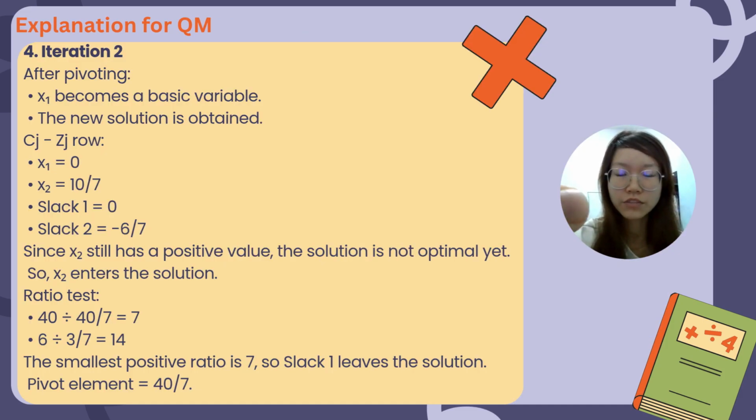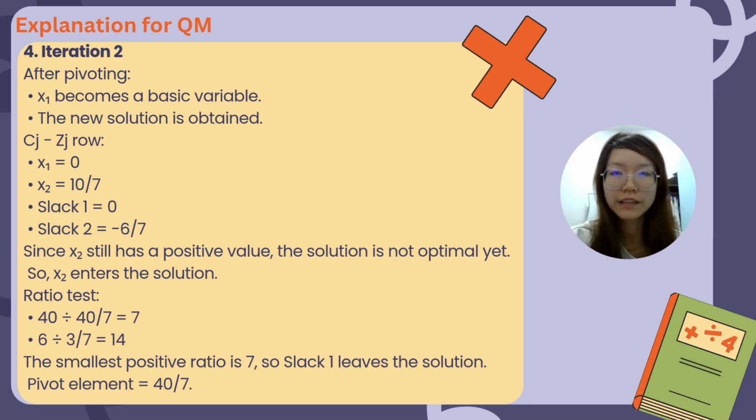This slide shows iteration 2. After the pivot, x1 becomes a basic variable and a new solution is obtained. From the C minus Z row, x1 equals 0, x2 equals 10 over 7, s1 equals 0, and s2 equals negative 6 over 7. Since x2 still has a positive value, the solution is not optimal yet. Therefore, x2 enters the solution.